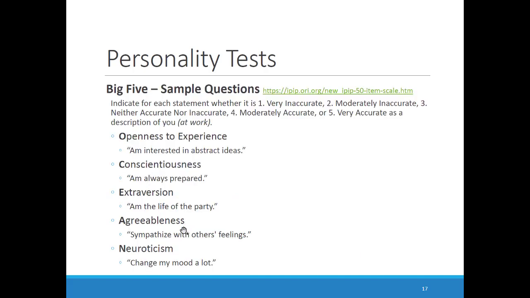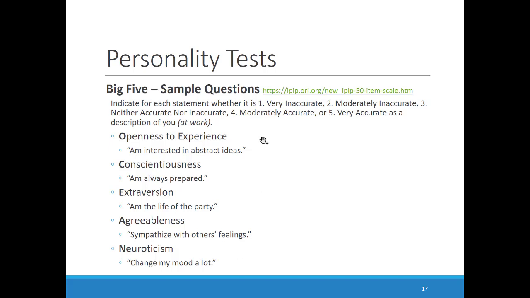Here are some sample questions that would go along with the Big Five characteristics. So for each, the person would be asked to indicate for each statement whether it is very inaccurate, moderately inaccurate, neither accurate nor inaccurate, moderately accurate, or very accurate, as a description of you at work. So openness to experience, am interested in abstract ideas. Conscientiousness, am always prepared. Extroversion, am the life of the party. Agreeableness, sympathize with others' feelings. And neuroticism, change my mood a lot.